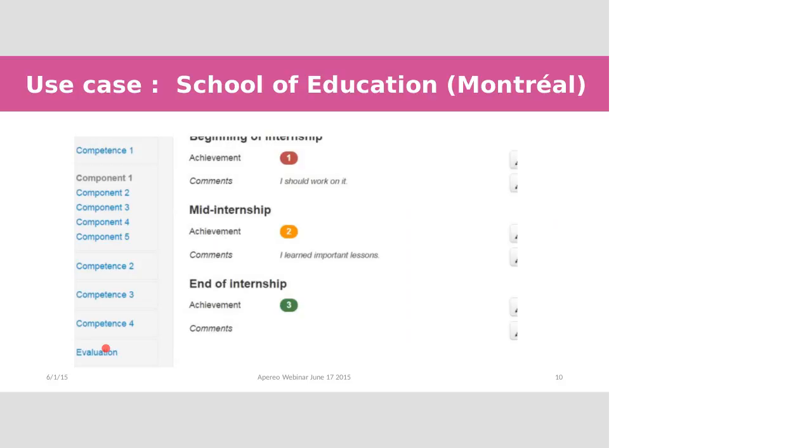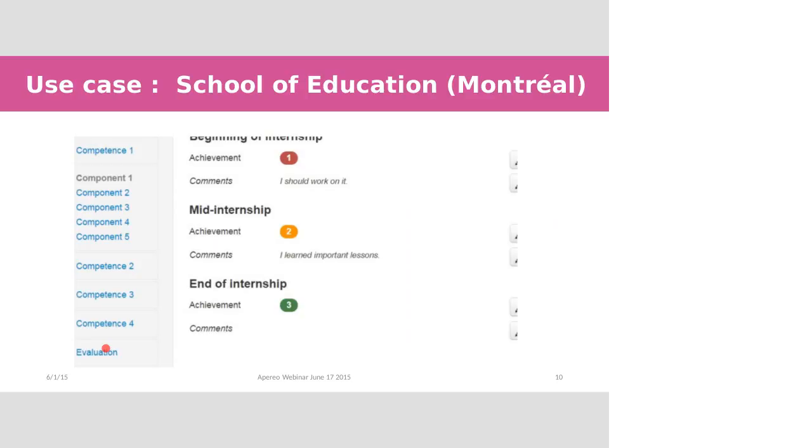This one, maybe the rendering is not great, is basically a school education portfolio where you can see on the left-hand side competences that they want to improve. They are components, and what they were asking the students to do is to answer questions about these different competences at the beginning of the internship, at the middle of the internship, and at the end. This is why you see the red, the yellow, and the green. So it's the scenario where a student says, wow, I'm not so good at this component so far.